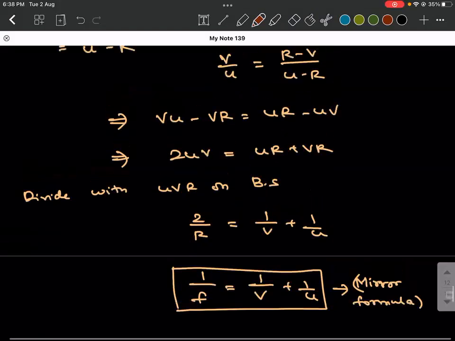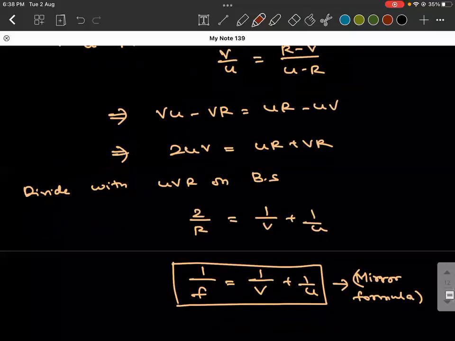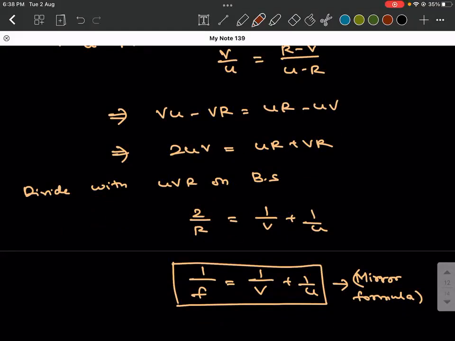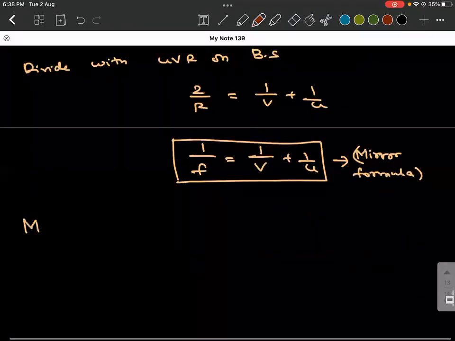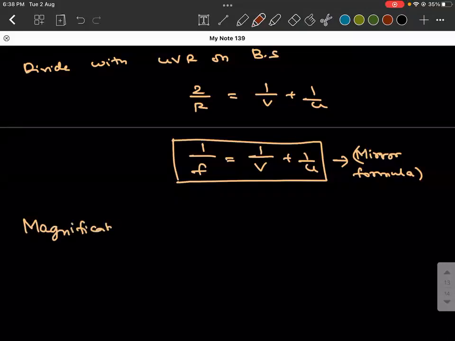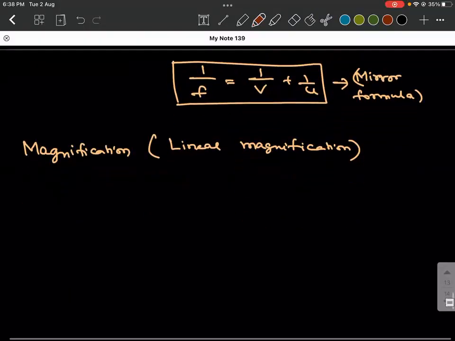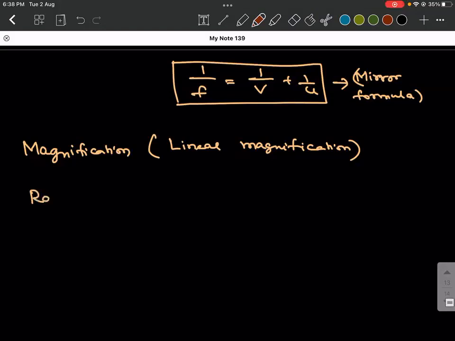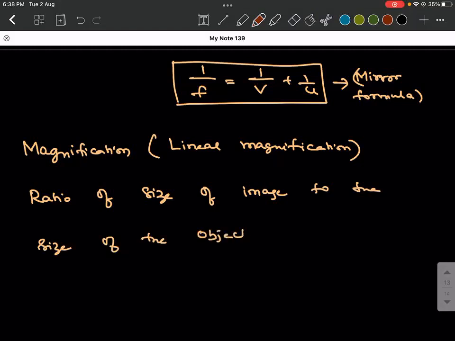So please make a note of this. Did you understand? Okay. So after this, we have another term to be learned, which is called magnification. So when we talk about magnification, there is something called linear magnification. So what is linear magnification? It is defined as the ratio of the size of the image to the size of the object.